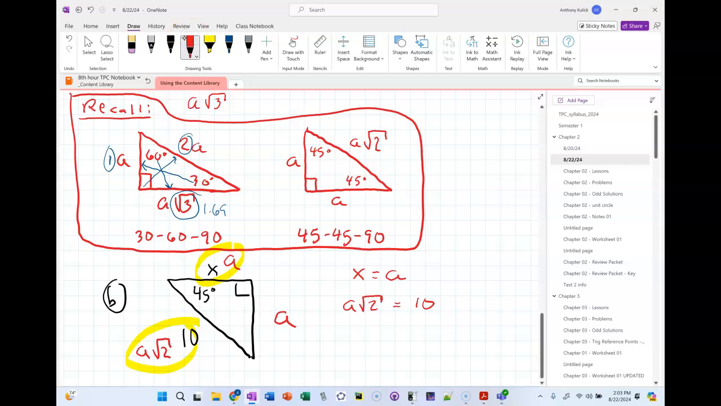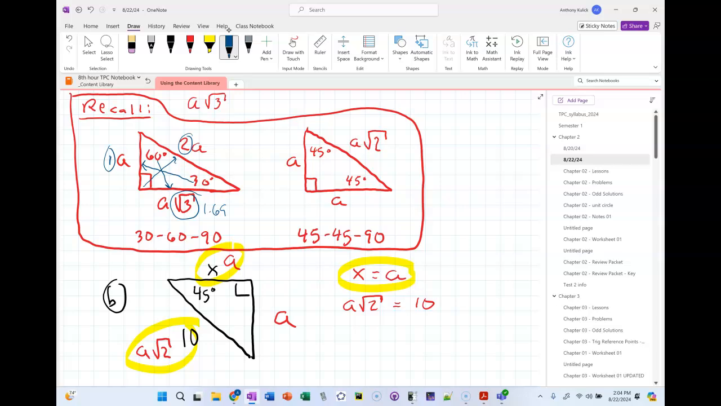So far, so good? So what I can say is, well, if I can figure out what A is, I know my answer for x. So I'm just going to take this equation and solve that for A, and I know that'll be the same answer as x. Everybody happy with what I'm doing? Yeah. Okay. What should we do to both sides to solve the equation A root 2 equals 10?